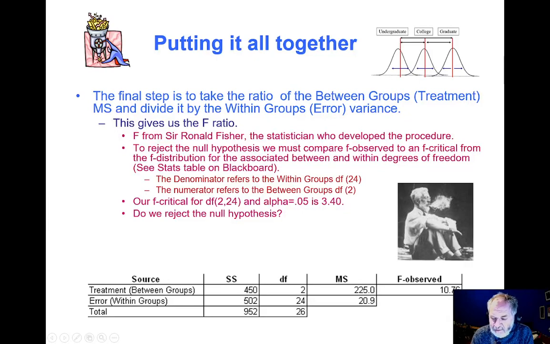Okay. Because F observed is greater than 3.4, I reject the null hypothesis, right? So the rule is if my F observed is larger than my F critical, I reject the null hypothesis for alpha equal to 0.05.